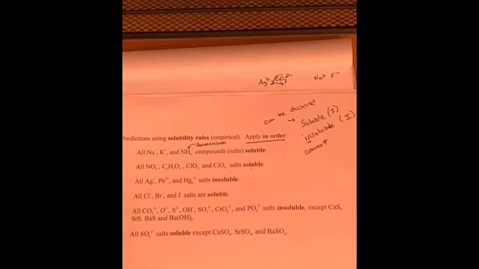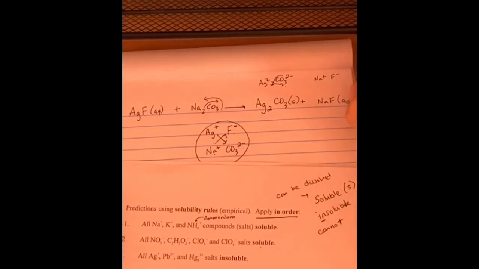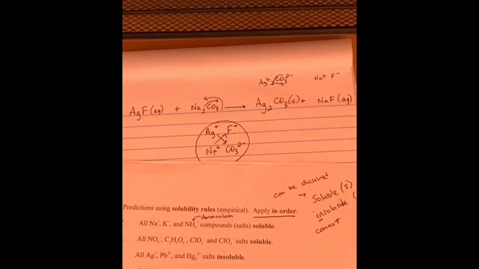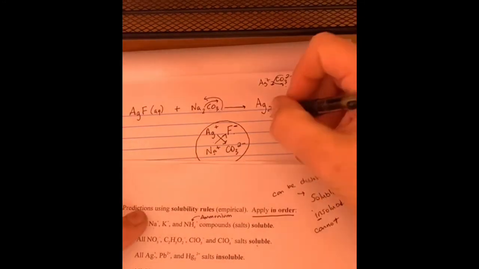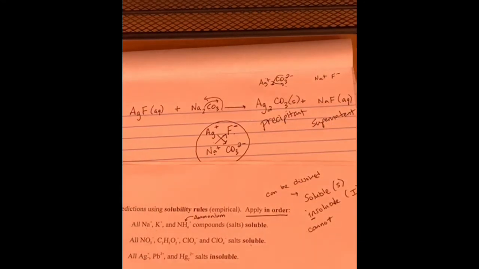Okay? Now, let's look at the other compound, Na and F. All Na, K plus, and NH4 compound salts are soluble. So if that's soluble, that means that NaF is a salt, and it is going to be aqueous. So this one right here is your precipitant, and this is your supernatant. Okay? All right, that's the last example I'm going to do of those.